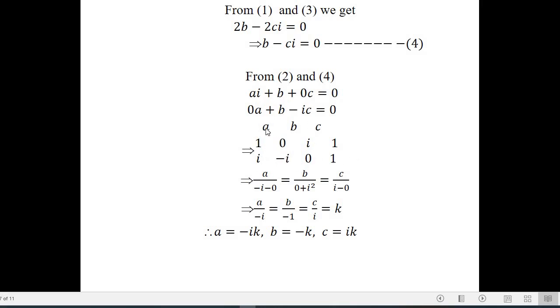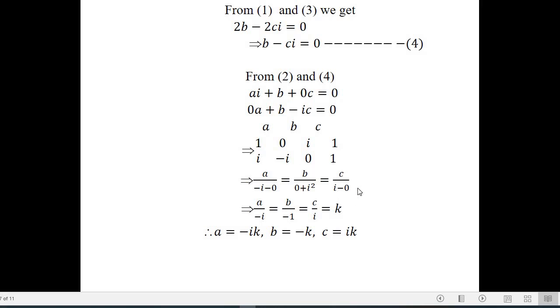First, in these factors we write a, between these 2 terms write b, between these 2 terms write c. Then a divided by the product of these 2 diagonal elements. 1 into minus i is minus i, 0 into 1 is 0. This is 1, not i. 0 into 1 is 0. That is equal to b divided by the product of the diagonals. 0 into 0 is 0. Minus of minus becomes plus. i into i is i square. That is equal to c divided by i into 1 is i minus 1 into 0 is 0.